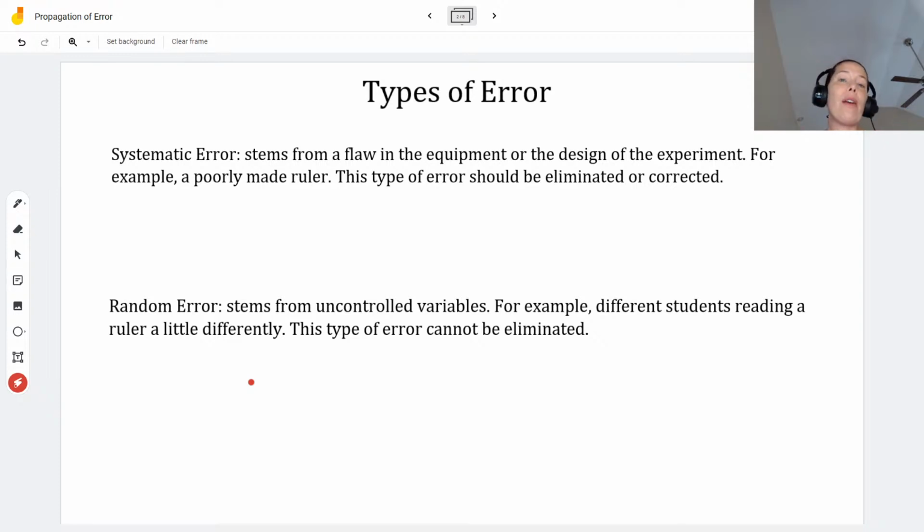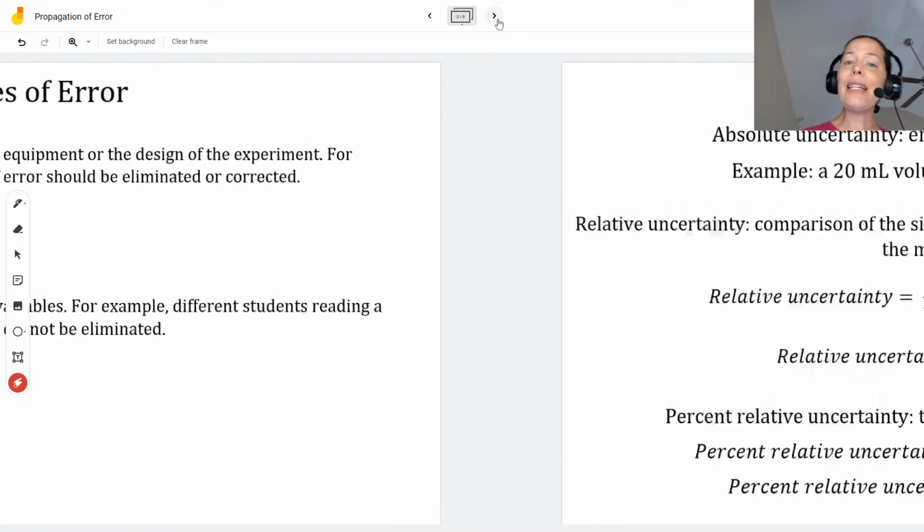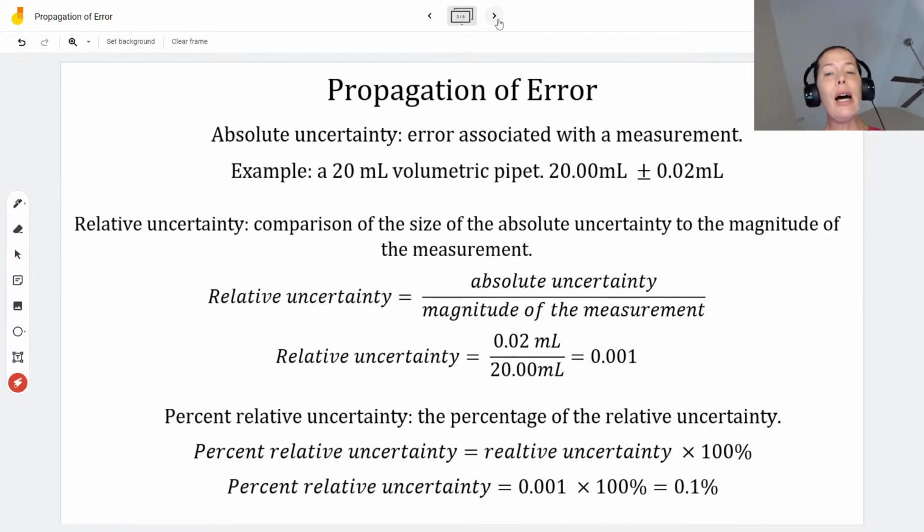So what we are going to be focusing on when we propagate errors is really random error, because again, the systematic error, hopefully you are getting rid of as you either do the experiment and realize there is systematic error, or as you design an experiment to minimize that systematic error. Okay, so that is our types of error.